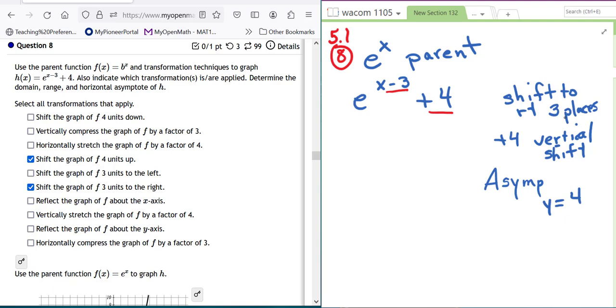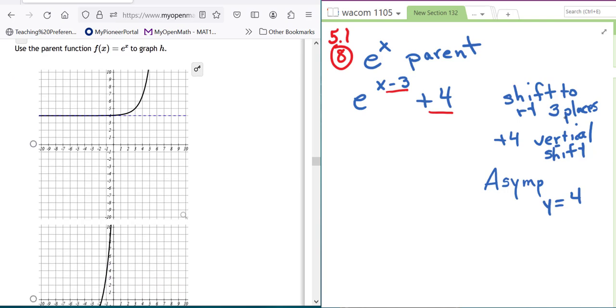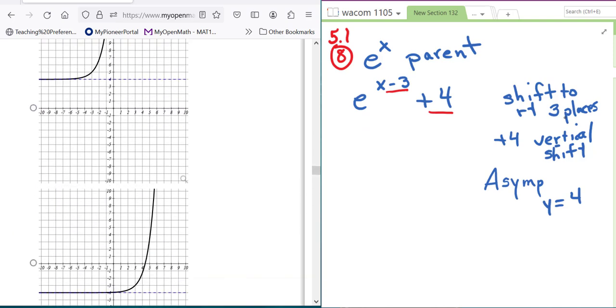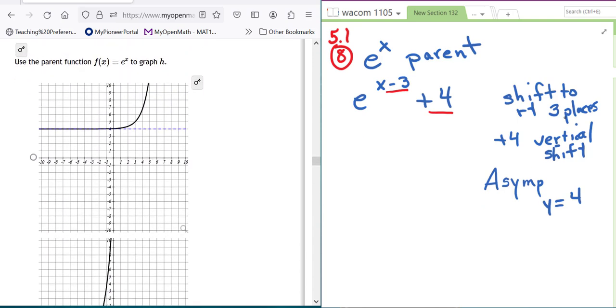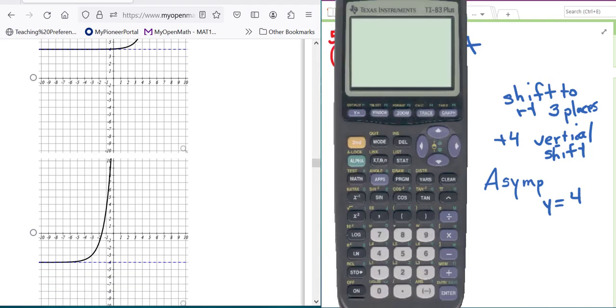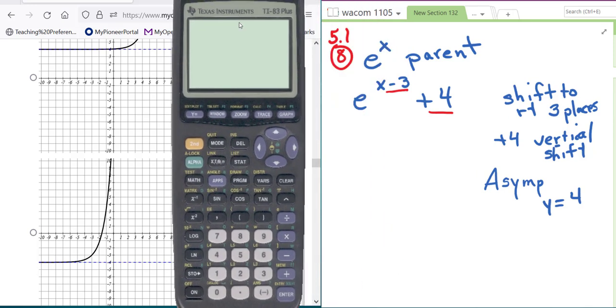All right. And then for our graph itself, oh, they're not going to make us do it. Sorry about that. I wanted one where I could show you. And this one is just giving us the graph. So I wanted to use the tool for you. Sorry about that. I already did the 2. Okay, let's pull it on the calculator.